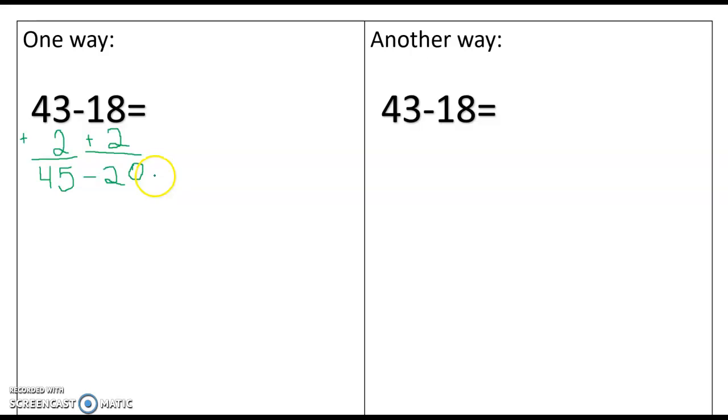Now 45, I need to take away 2 10s. So 45, I take away 1 10. Remember, our ones place will stay the same. So 4 10s, take away 1 10, that leaves 3 10s. Take away our second 10, that leaves 2 10s. So my answer is 25. Now because we used compensation, 25 is also the answer to 43 minus 18.